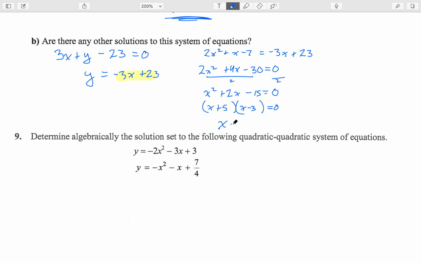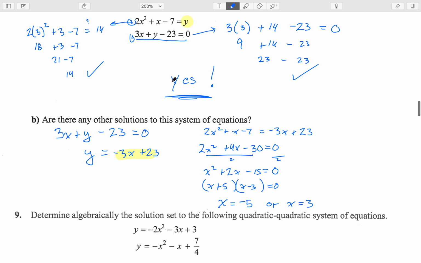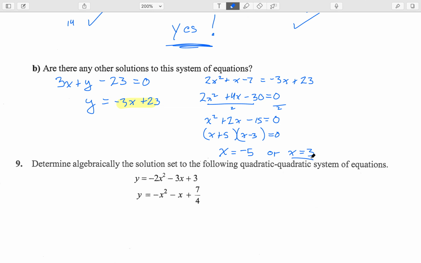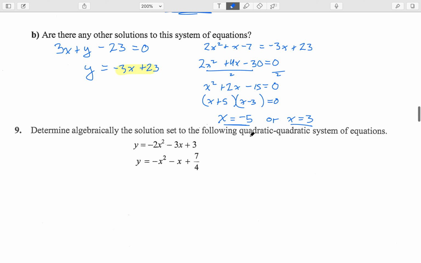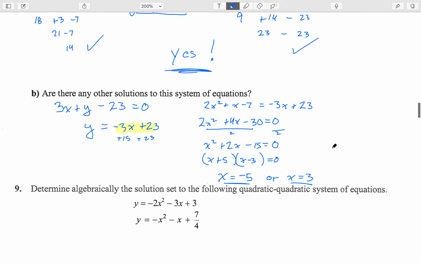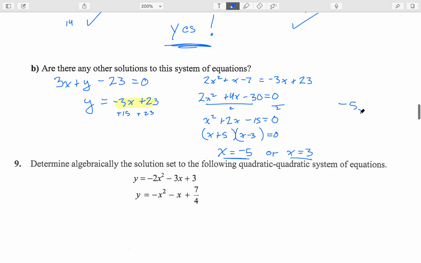So here's my two answers. X is equal to negative 5, or x is equal to positive 3. This was already the positive 3 solution, so we've already used this one up. The other solution is going to be negative 5, and what's the y value? Negative 15 plus 23. It's going to be 8. So the other one is going to be negative 5 comma 8. That's the other solution.